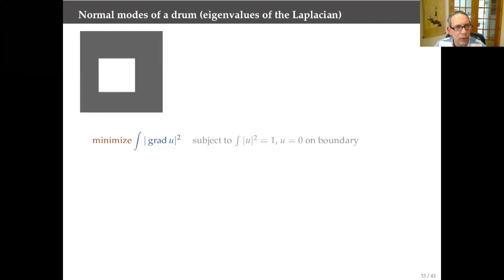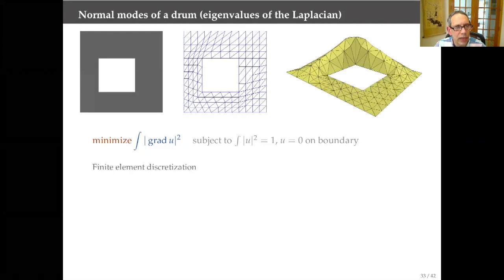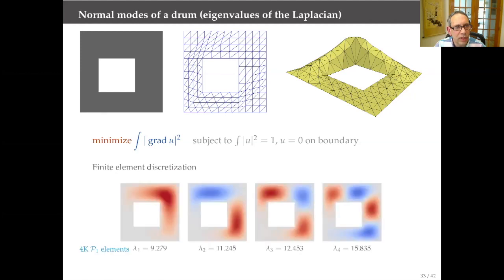So remember what we do in finite elements. We cut the domain into a lot of triangles, probably many more triangles than shown here. And we restrict our attention to functions which are piecewise linear on each triangle, or maybe piecewise polynomial of higher degree or something like that. And then we do the minimization. And here's what we get.